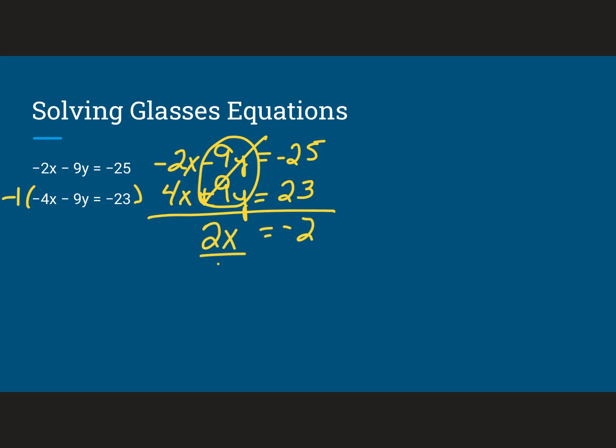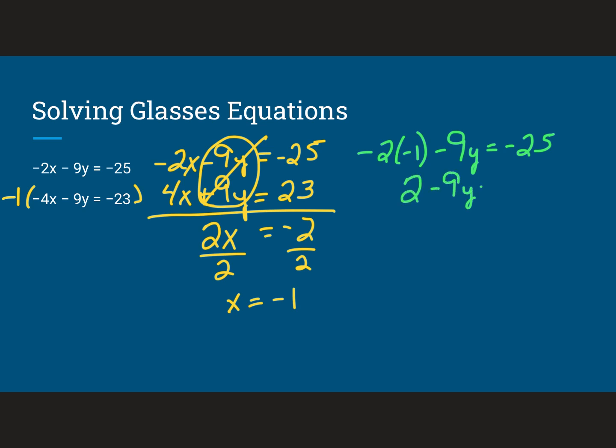-2x and 4x is just 2x. Okay, so now I'm just going to divide by 2 on both sides. I get x equals -1. So again, we only have half of our answer here. We have the x value. Now we need to find the y value. So I'm going to use the top equation. I have -2 times -1 minus 9y equals -25.